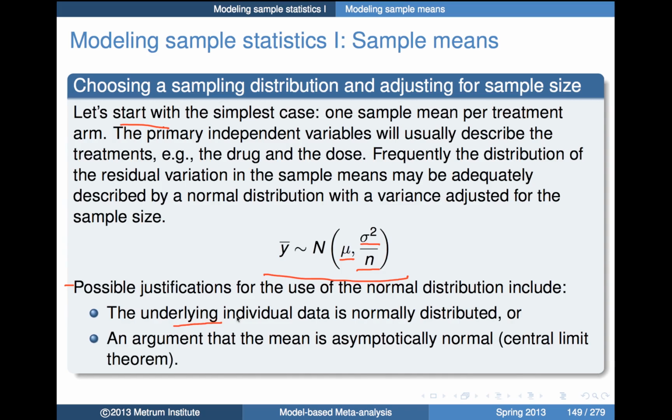So that's what we'll commonly use for our sampling distribution. In our model-based meta-analysis, this mu will usually be some function of things like the treatment, a function of dose, a function of time, possibly a function that may also be adjusted for different drugs, for example, as well as incorporating other covariates.